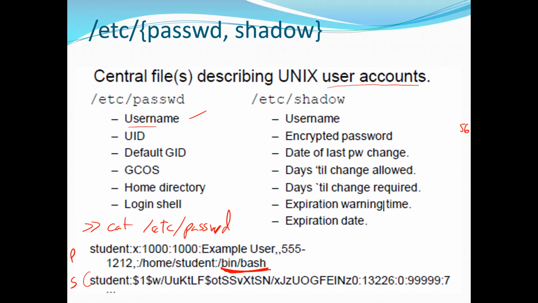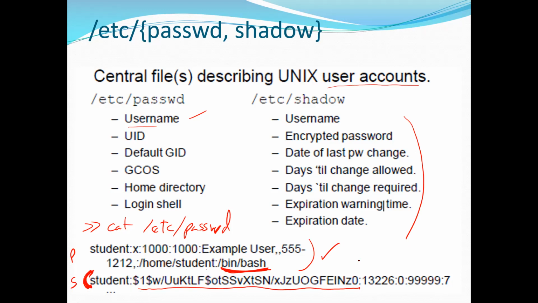Then after that, so that's the passwd file. The next file is this one, the shadow file, and as you can see, you have an account, student, and then you have the password. Notice that this is the password. It's basically the hashed password, and it's encrypted.